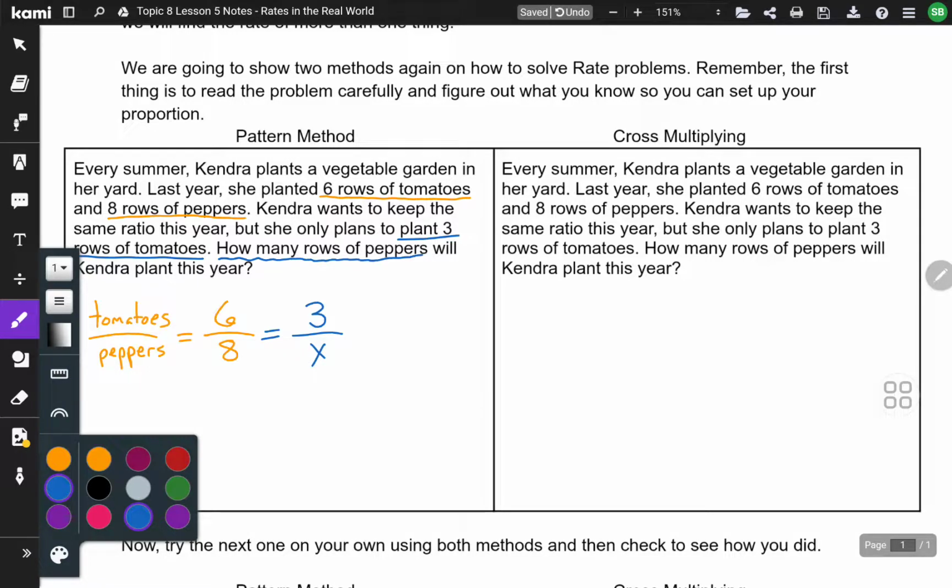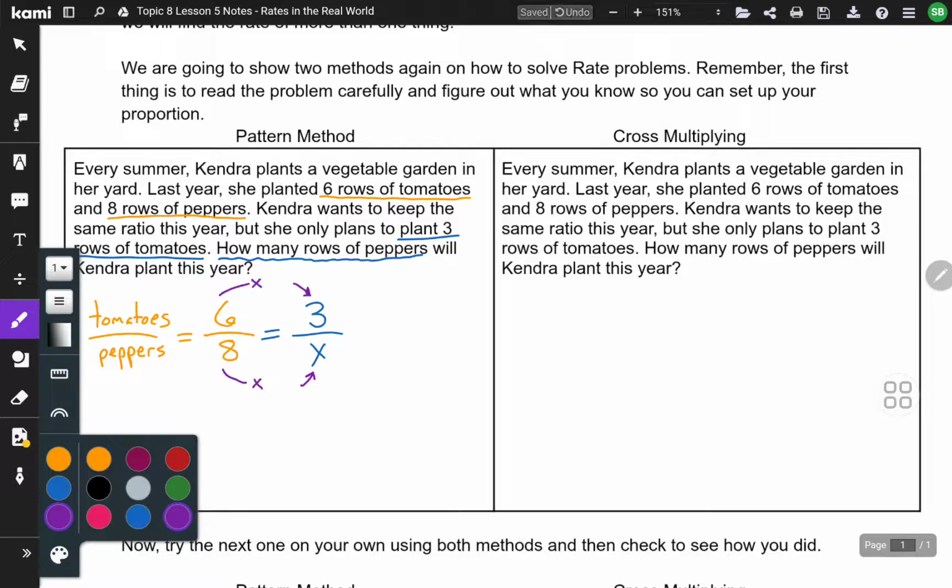Again, from here, I don't know my pattern right off the top of my head. Biggest thing to remember, always make sure that your pattern is multiplication. So I ask myself, what do I multiply 6 by to get 3? I know I have to do that one because on the bottom, I can't know what I'm multiplying 8 by to get a missing number. I'd have to know what that number is to know. So 6 times what is 3?